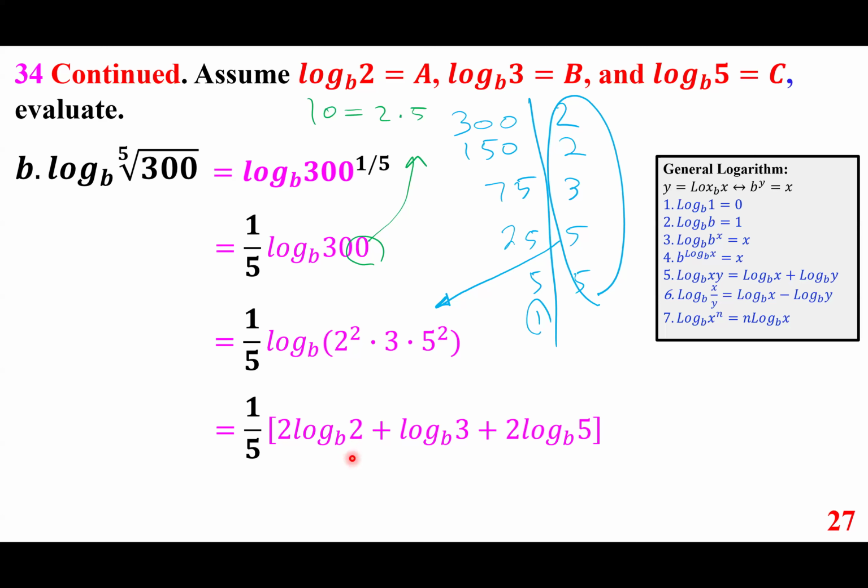So this one gives you 2 log 2 base b. This one gives you simply log 3 base b. And this one gives you 2 log 5 base b. And so you replace it with a, b, c accordingly. The final answer would be 1/5 times (2a plus b plus 2c) as the final answer.